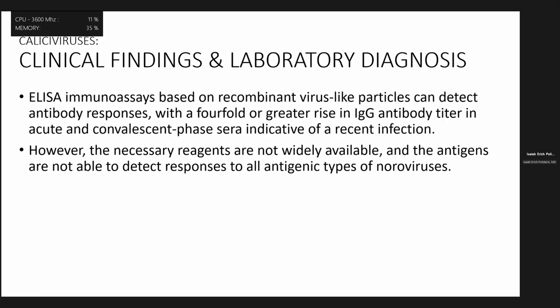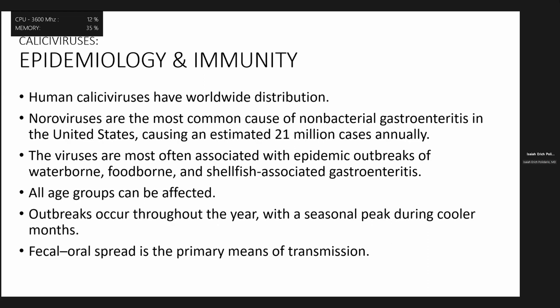ELISA immunoassays based on recombinant virus-like particles can detect antibody responses, with a fourfold or greater rise in IgG antibody titer in acute and convalescent patients indicative of recent infection. However, the necessary reagents are not widely available, and the antigens are not able to detect responses to all antigenic types of noroviruses. Human caliciviruses have worldwide distribution.